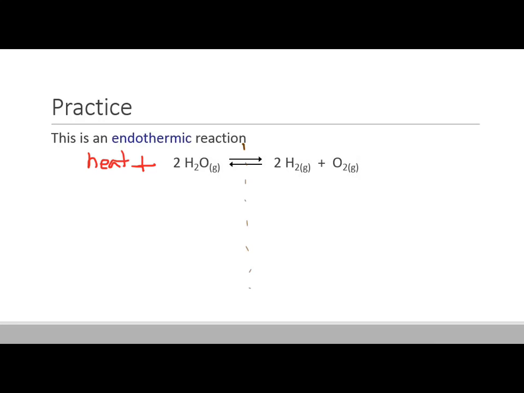All right, and what happens if I change the pressure? Well, if I'm going to be worried about changing pressure, I need to look at the moles of gas. So on the left-hand side, I have 2 moles of gas. On the right-hand side, I have 2 moles of gas here and 1 mole of gas here, so a grand total of 3 moles of gas.